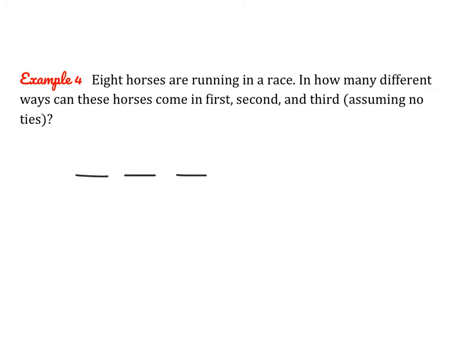We have 3 spaces to fill. Those are the top 3: first place, second place, and third place. So to fill first place, we will have 8 different options. There's 8 different horses that might get first place. But once one of them has gotten first place, well, now there's only 7 different horses that might get second place. And since we've already filled 2 of the spaces, we only have 6 different choices for that third place spot. So here we do get 336.